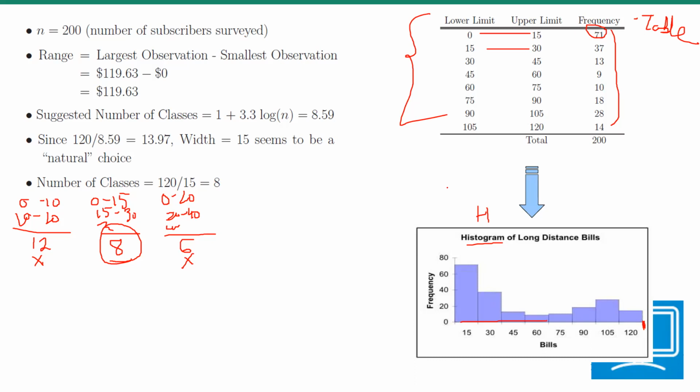Below 15, or 0 to 15, the bills, 71 members are there who got bills under 15 rupees. And 37 members got bills in the 15 to 30 range, from 15 rupees to 30 rupees.